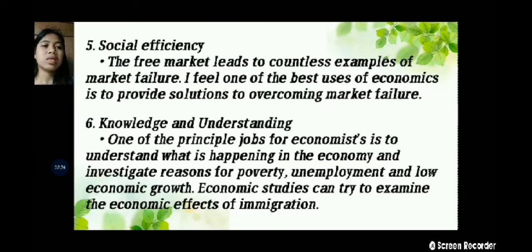Economic studies can try to examine the economic effects of immigration. Economic studies can try and evaluate the costs and benefits of free movement of labor. This can help people make a decision about political issues. For example, in a political debate such as whether the UK should leave the EU, there are many emotional arguments and myths about immigration.